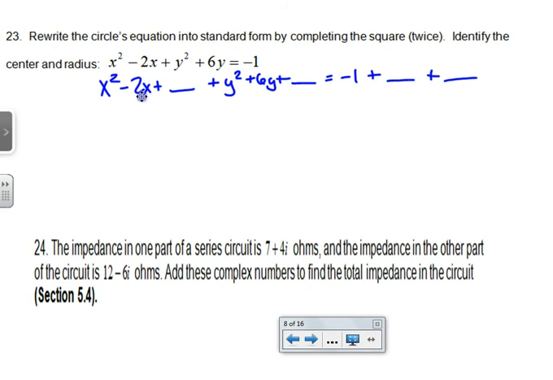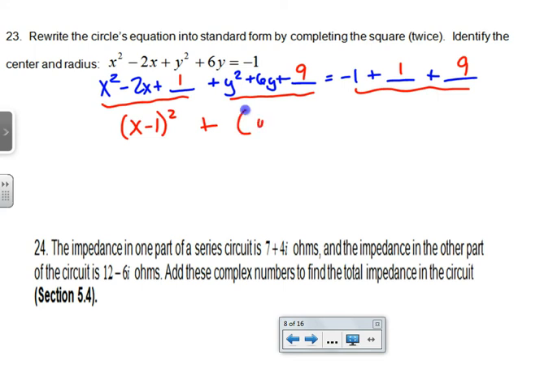So half of negative 2 is negative 1, squared is 1, add it to both sides. Half of 6 is 3, 3 squared is 9. So we're going to factor this part, we're going to factor this part, and we're just going to add these 3 together. So we have x minus 1 squared plus y plus 3 squared equals. Negative 1 plus 1 plus 9 is 9.